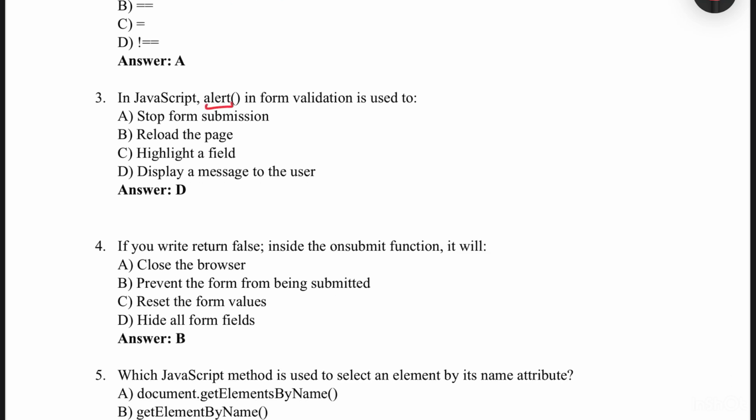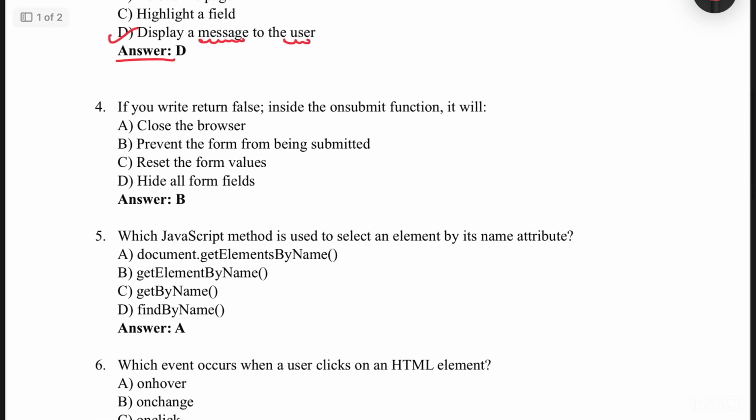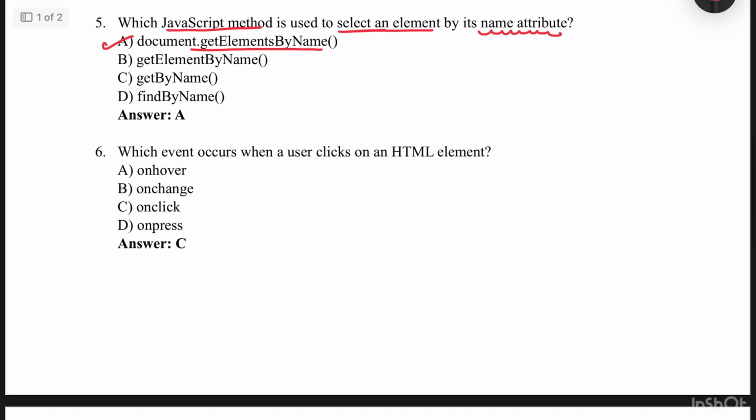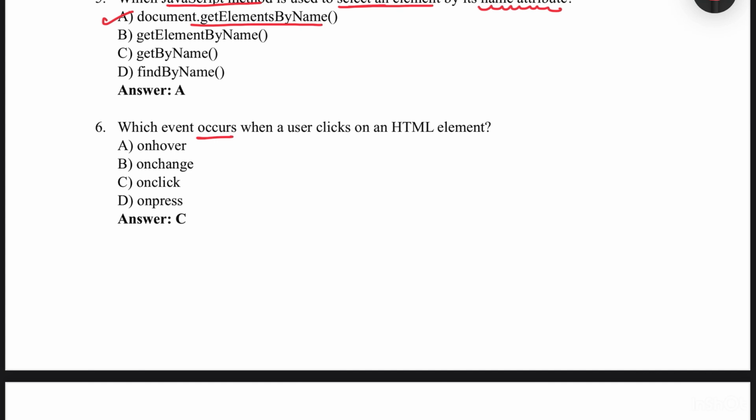In JavaScript, alert in form validation is used to? Answer is D, display a message to the user. If you write return false inside the onsubmit function, it will? Answer is B, prevent the form from being submitted. Which JavaScript method is used to select an element by its name attribute? The answer is A, document.getElementsByName. Which event occurs when a user clicks on an HTML element? Answer is C, onclick.